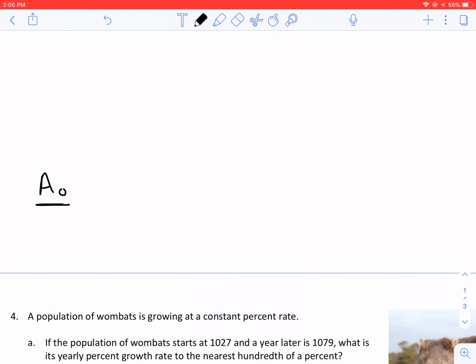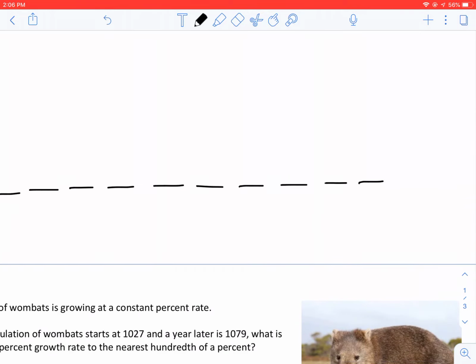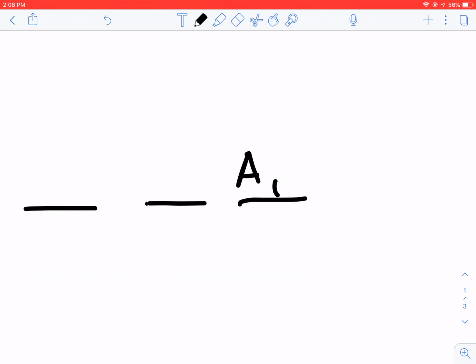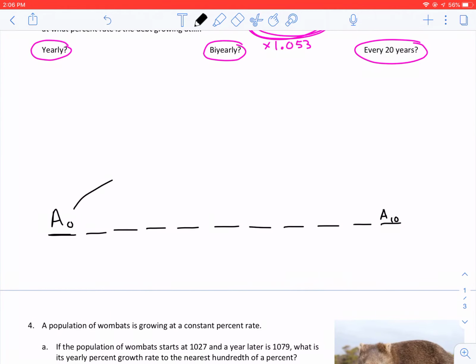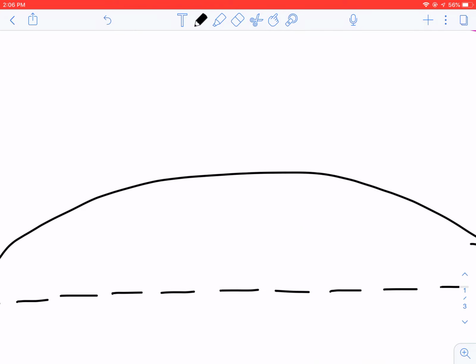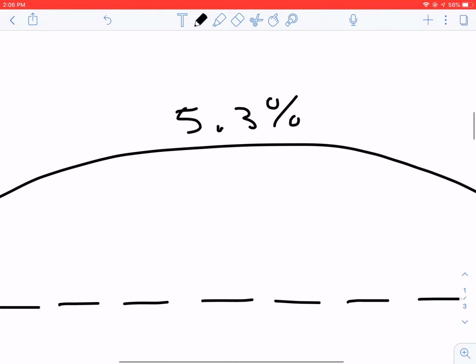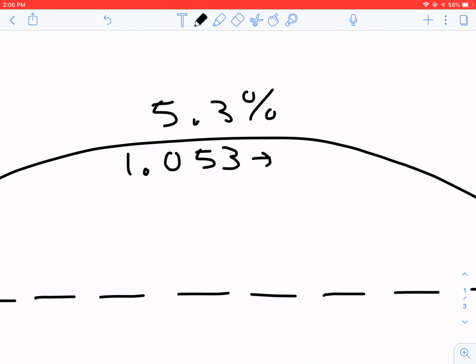And then 10 years later, so 1, 2, 3, 4, 5, 6, 7, 8, 9, 10, I'm going to have the debt after 10 years. And to go from our initial debt to the debt after 10 years, well, we're going to use the decade growth rate, which is 5.3%. In other words, we're going to multiply our initial by 1.053. Right, just move that over two places. And this here is our decade growth factor.